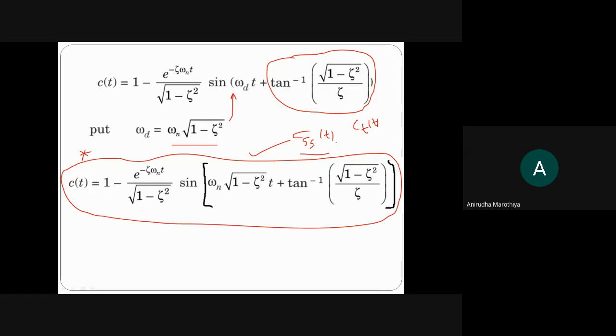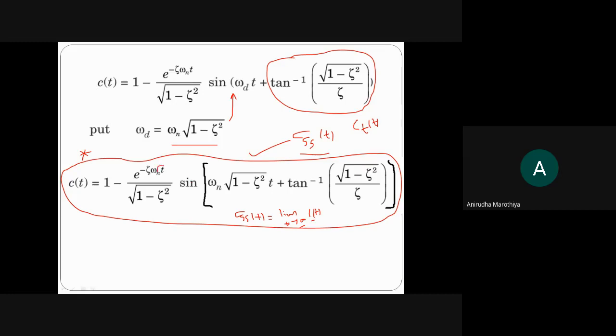In order to calculate the value of CSS of t, what we need to do? We need to apply a formula. CSS of t जो है वो क्या रहेगा आपका? It is going to be equal to limit t tends to infinity C of t. That means we are trying to find out the response value at t tends to infinity. तो जो भी बच जाएगा by the end of t tends to infinity, that value indicates your steady state response. So you need to find out the limit for this expression by taking t tends to infinity.